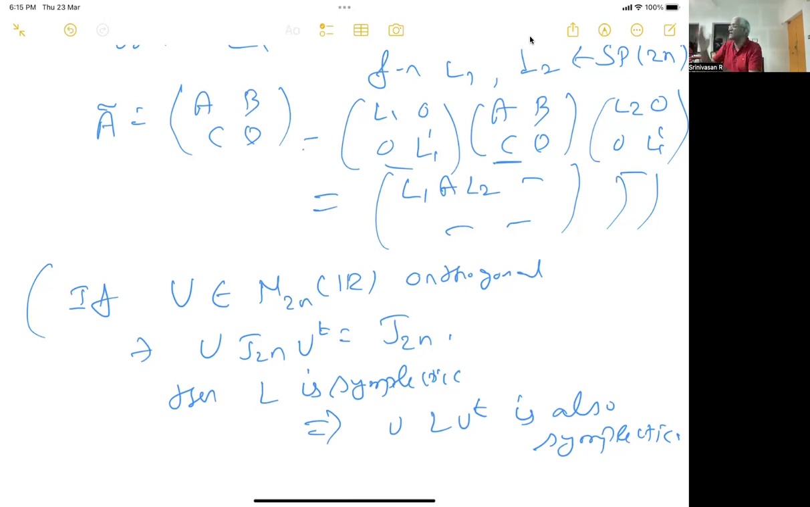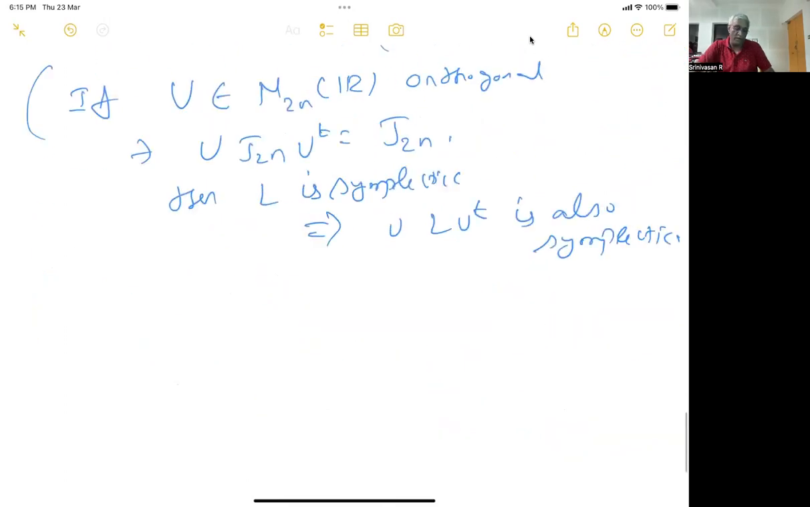If you do a row and then the column, then the J is preserved. J2N is preserved. Because J2N is preserved, this add map is going to take a symplectic operator to a symplectic operator.